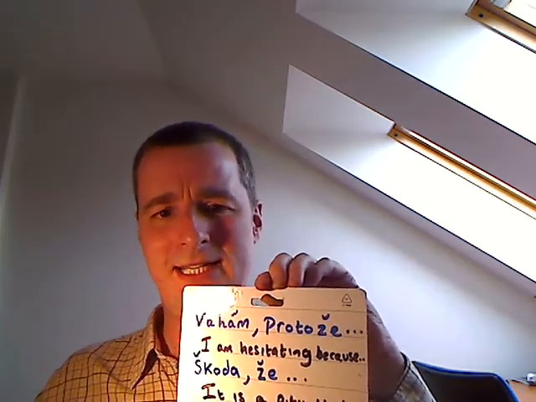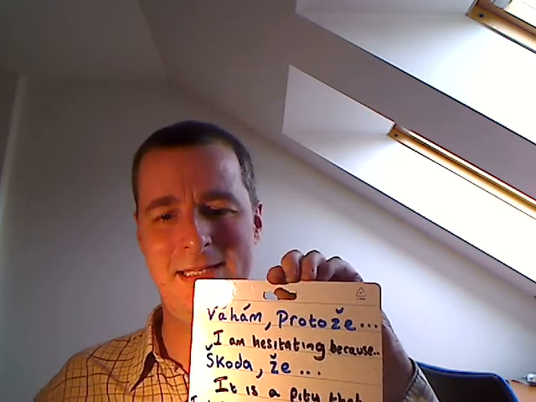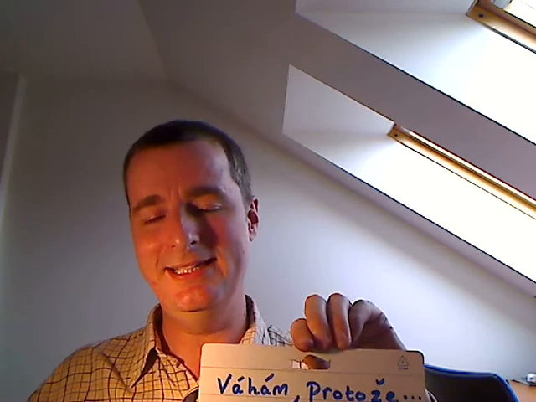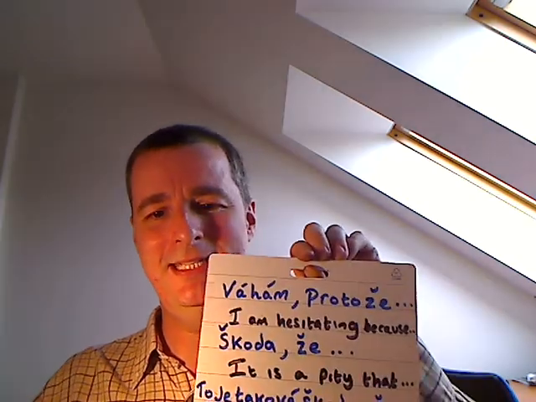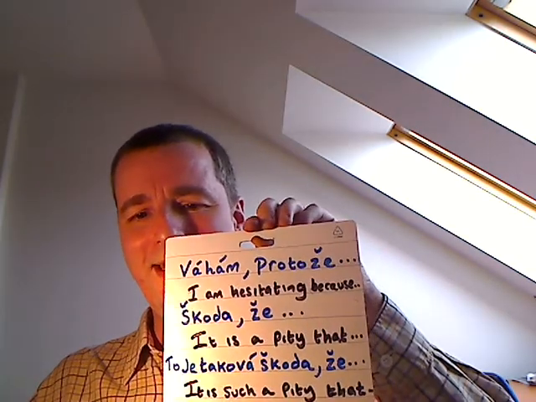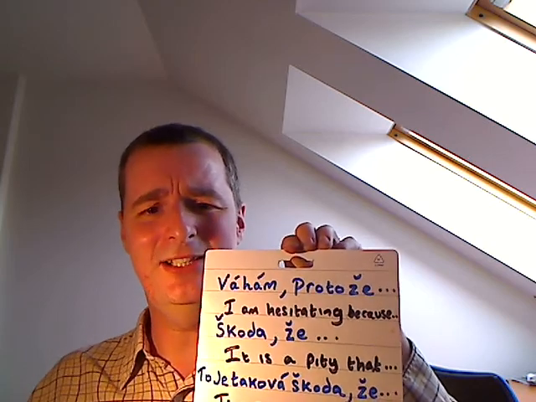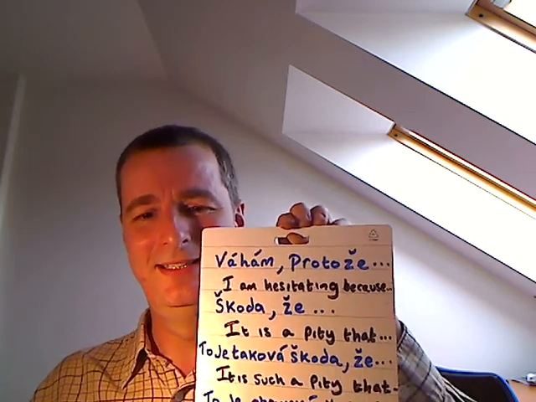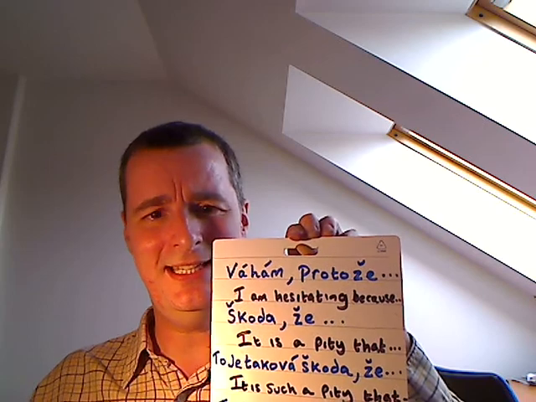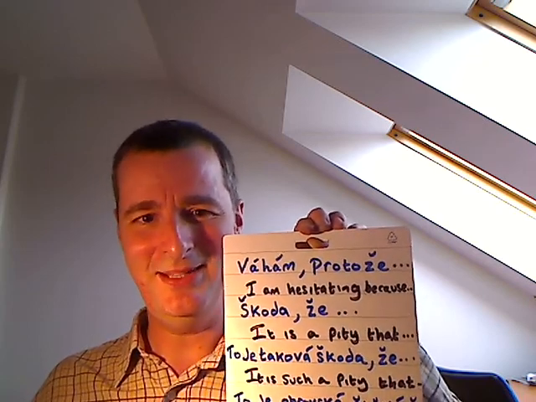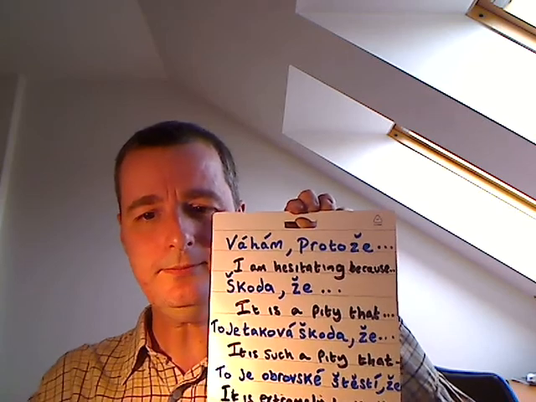Oh, škoda, že moje žena tady není. It's a pity that my wife isn't here. Or if somebody's telling you some bad news, you can just go, škoda. Škoda just means what a pity, it's a pity. Or to je taková škoda. It's such a pity. To je taková škoda. It's such a pity, such a shame. To je taková škoda, že tady není. It's such a shame that he or she isn't here.